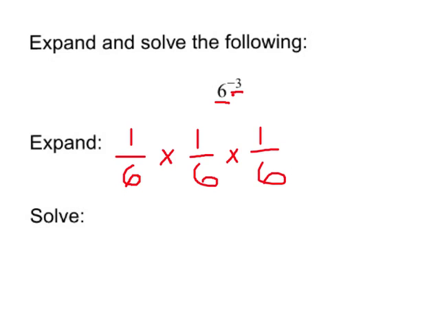Now that I have it in an expanded form, I need to solve it. Because it's just multiplying fractions, I can solve it by multiplying across the top and multiplying across the bottom. 1 times 1 times 1 is just 1. And then go ahead and use a calculator to multiply the bottom, 6 times 6 times 6. If you don't have a calculator, you can just Google calculator and use that. And I'll end up with 1 over 216.